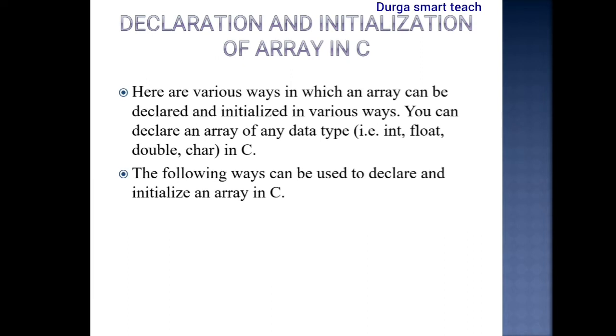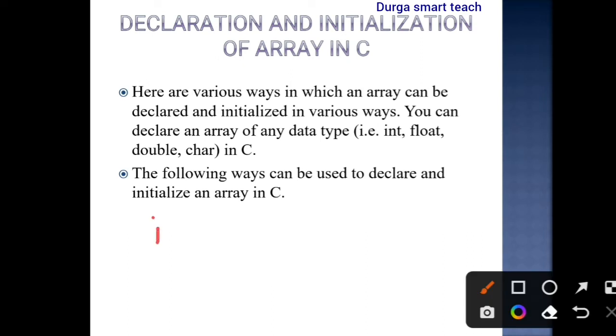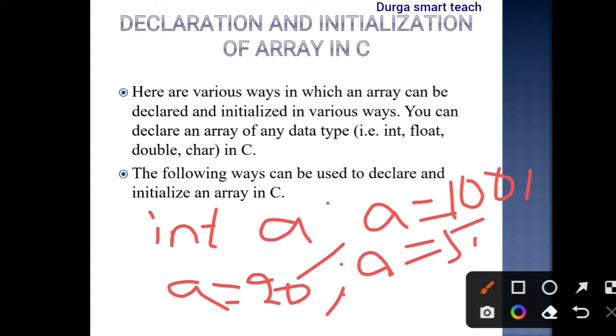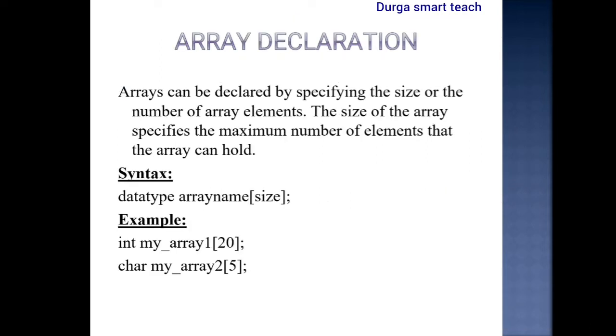Normal variables are declared like this: int a. So this is a normal variable. Here you can store only one single number in a, suppose 20, or a is equal to 100 or a is equal to 50, like this. You can store only one integer value in one variable. So this is the declaration of a variable.